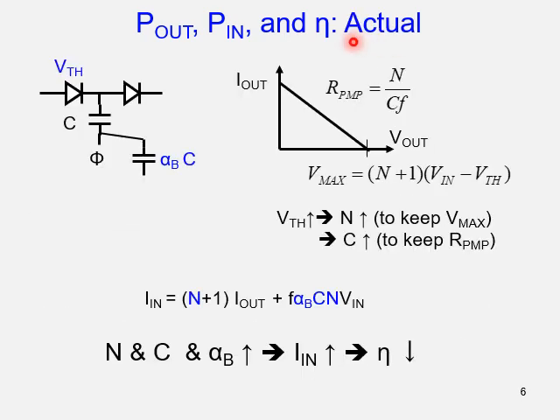Okay, let's look at the actual P out, P in, and eta. And in this tutorial, I just add this bottom plate capacitance, which increases the P loss, and also let's introduce VTH, which is the threshold voltage of the diode, and therefore the maximum available voltage is reduced by that factor.